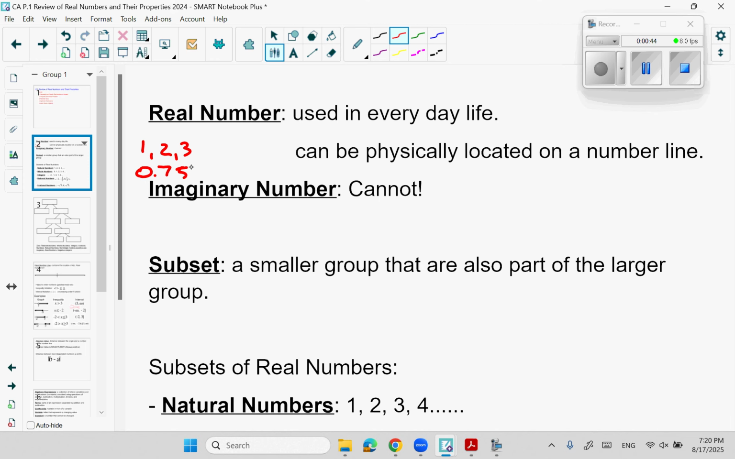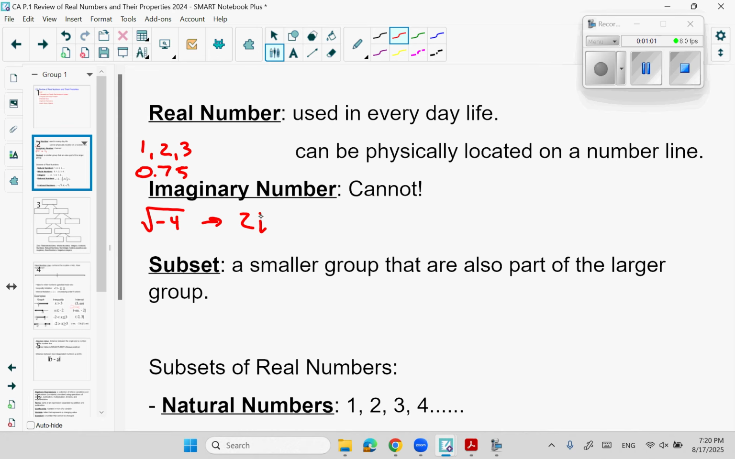Imaginary numbers can't. As you remember, imaginary numbers are when we do the square roots of negatives. That gives us that 2i. We wouldn't see that traditionally. Now there are subsets. Subsets are smaller groups of different things.